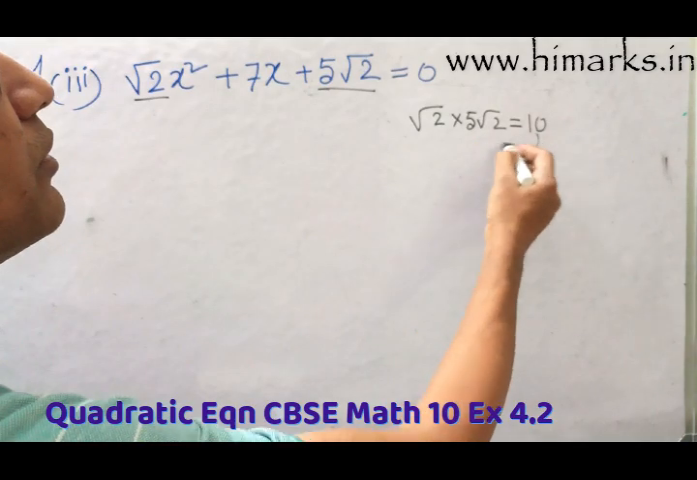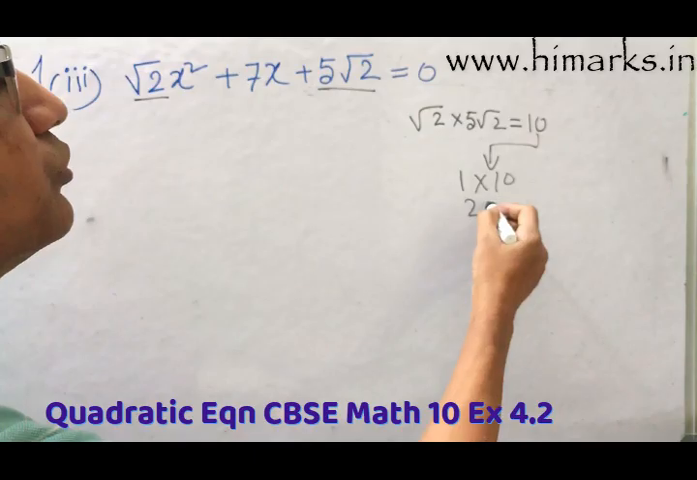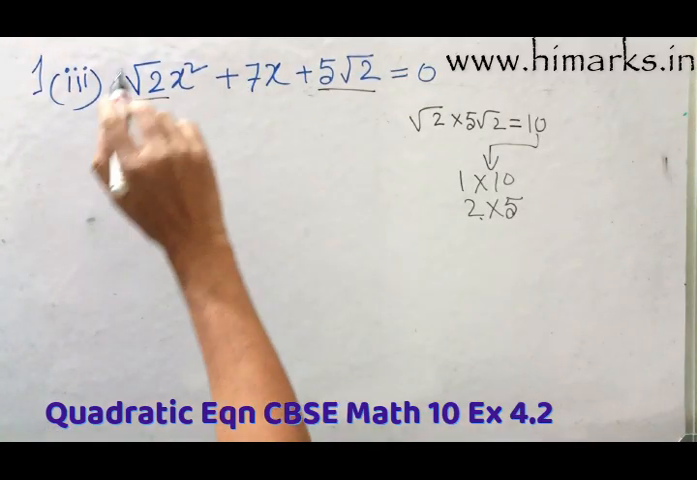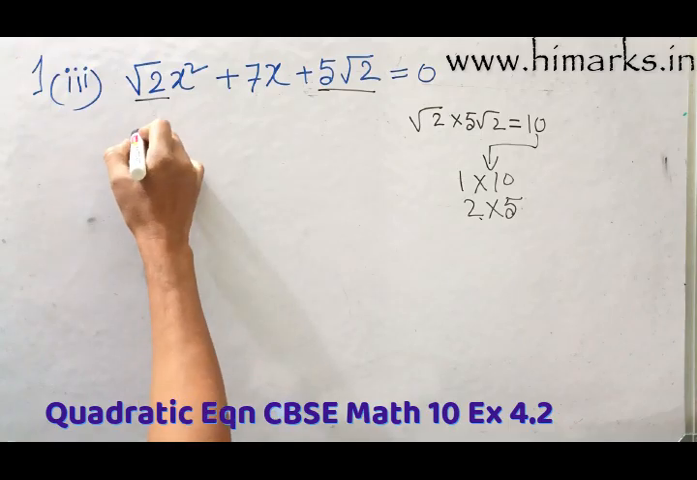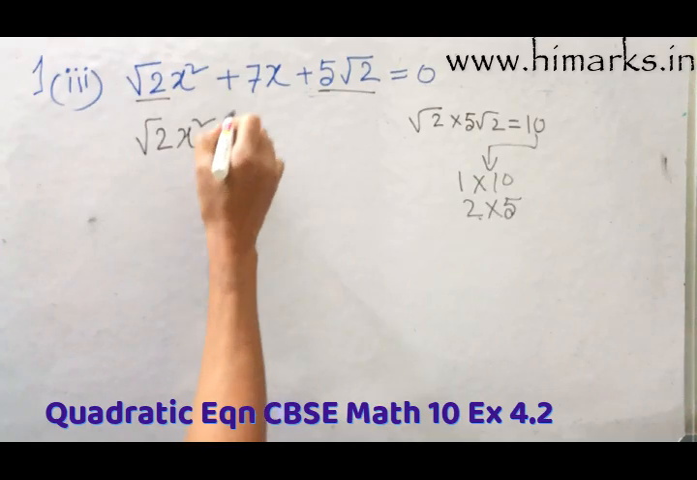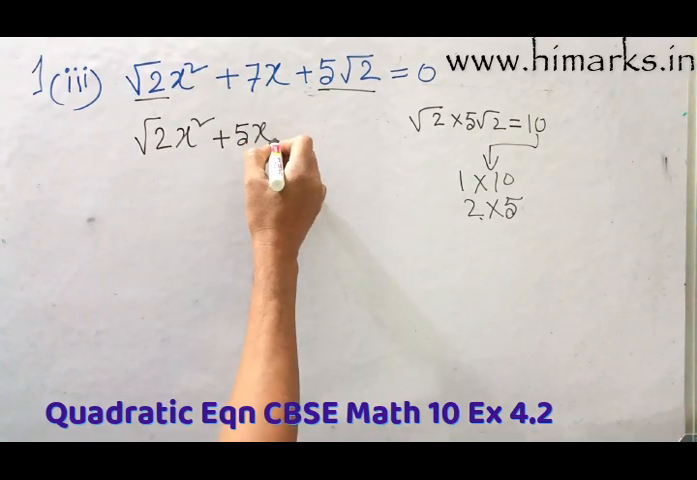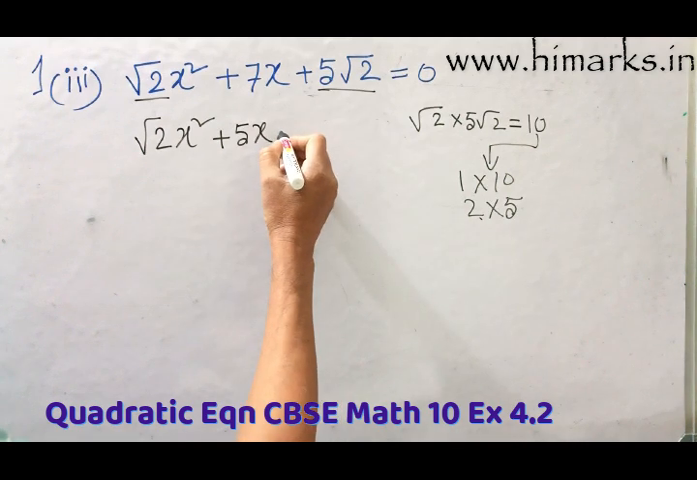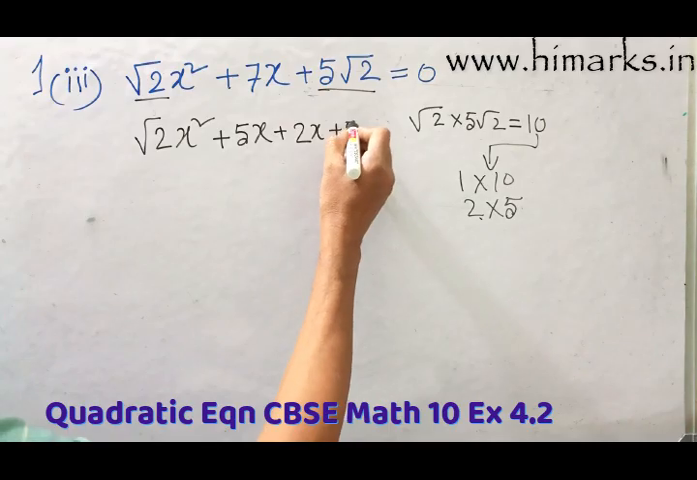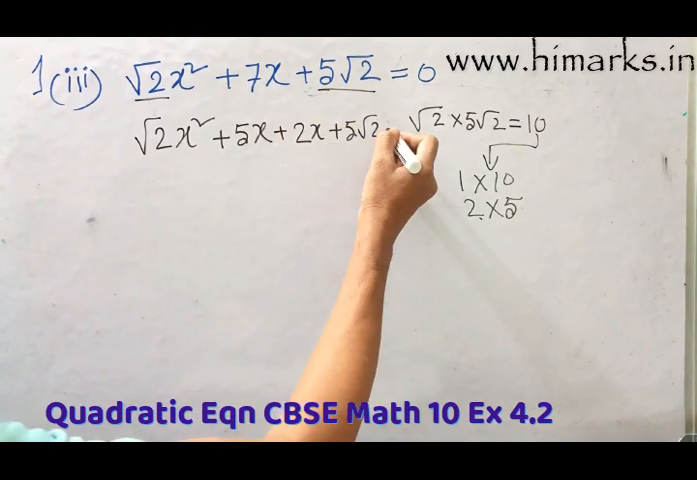So now this 10, what are the ways it can be broken? 1 into 10, 2 into 5. So this 2 and 5 can give 7. Correct. So now the middle part, 7x, is broken as 5x and 2x. So we get root 2 x square plus 5x plus 2x plus 5 root 2 equal to 0.